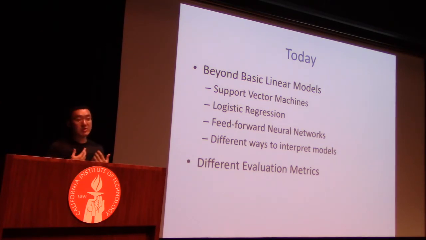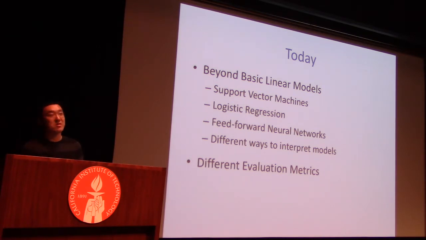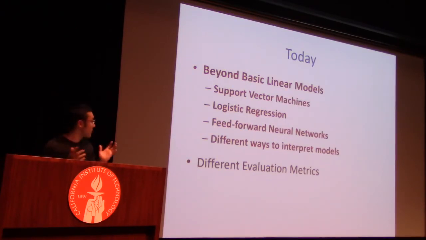We'll talk about different ways of interpreting these models. It turns out that there are multiple equivalent ways, mathematically equivalent ways of interpreting these models, which means you can derive them from multiple perspectives. And that is something that's quite nice about some of these models, which suggests that they're very fundamental in some sense. And then we'll close with a discussion of different types of evaluation metrics. So first, the first part.